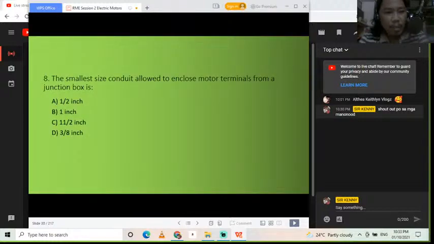Number 8. The smallest size conduit allowed to enclose motor terminals from a junction box is blank. So, correct answer po natin dyan ay 3/8 inch. So, malapit nang mag 1/2 inch pero 3/8 po ang tamang sagot.